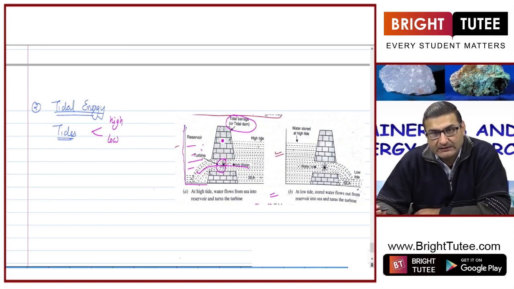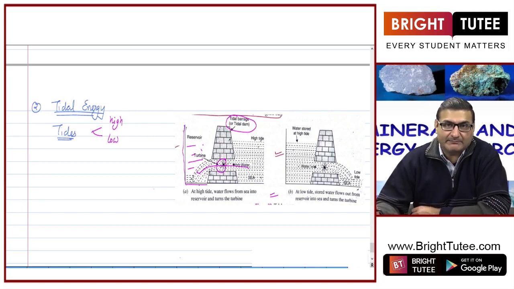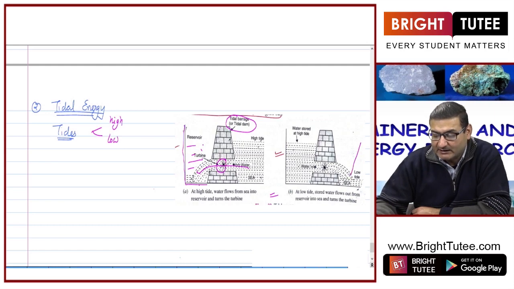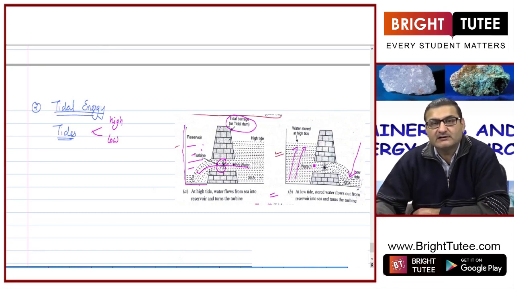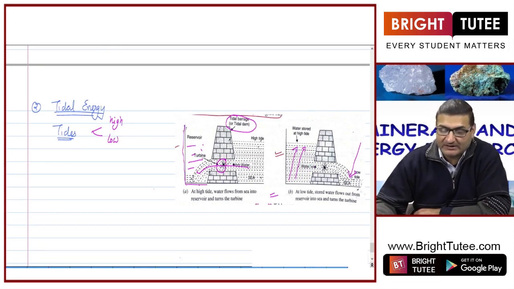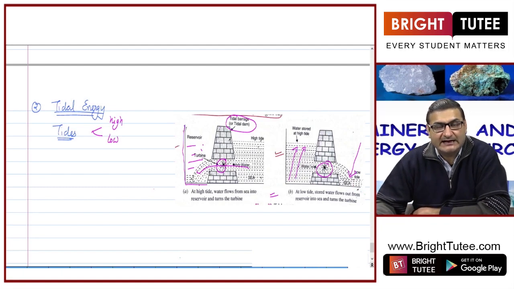Now when low tide comes, then the opposite happens. Then the water of the sea level goes down and the water in the reservoir is at a higher level. So now the reverse process will take place. Now the water from the reservoir will go in the opposite direction towards the sea, and the output that we require will be the same, that is, it will rotate the blades of the turbine, hence causing the shaft to move, because of which in the dynamo electrical energy can be generated.